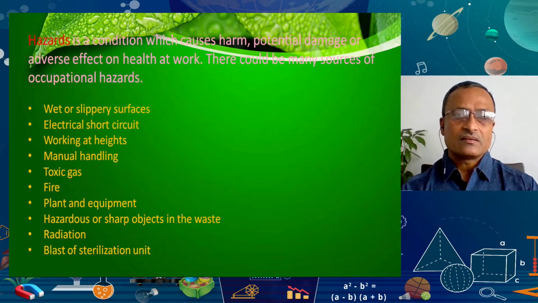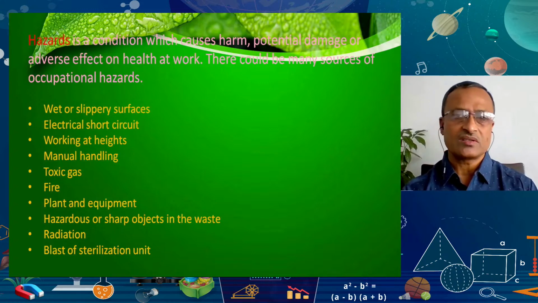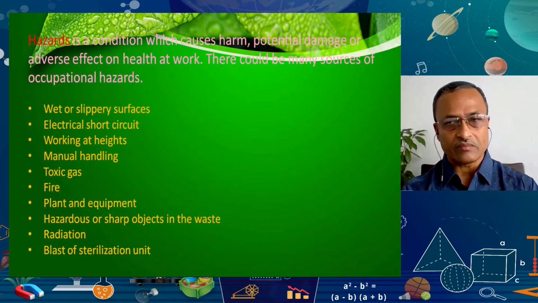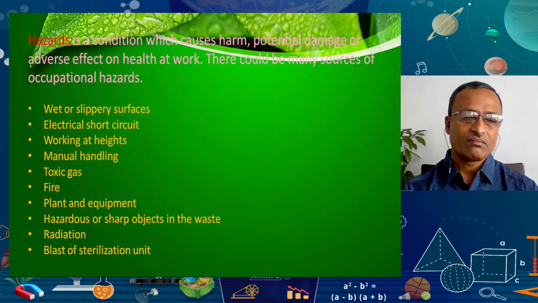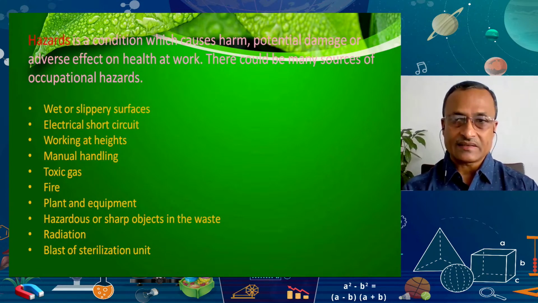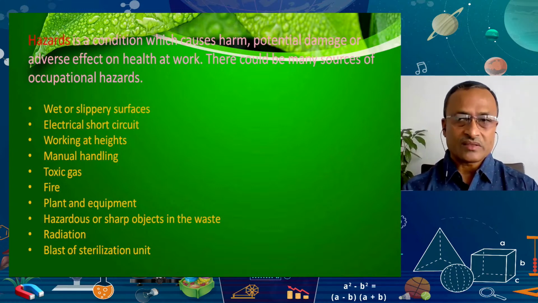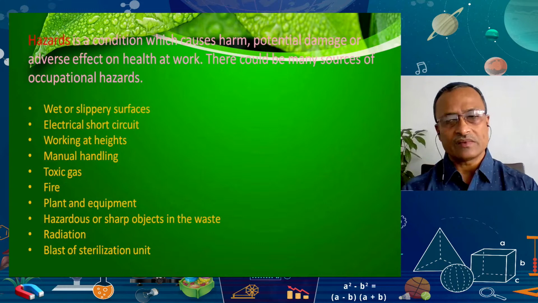Now, there are certain hazards which usually occur at your place of work or in the school. These are hazardous conditions which cause harm, and they are the potential damages that adversely affect the health workers or the workers who are working at, say, manufacturing units. They may be because of various reasons like wet and slippery surfaces, electrical short circuit, working at heights. Suppose there is a fall from a height and the eye is damaged. And manual handling of certain equipment which causes itching or burning sensation. Then toxic gas fumes, fire, there are certain plants. All these factors cause hazardous conditions and they affect the vision of the eye.